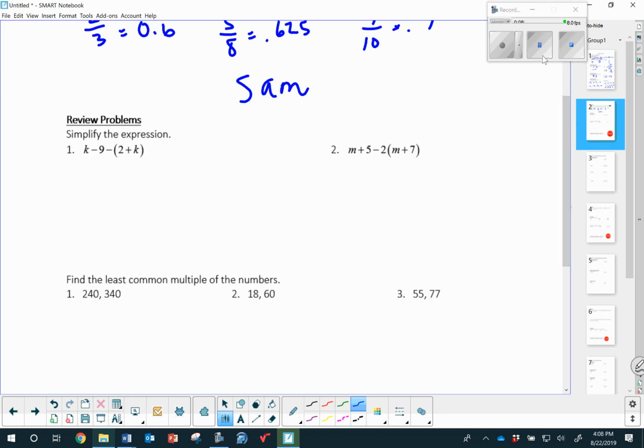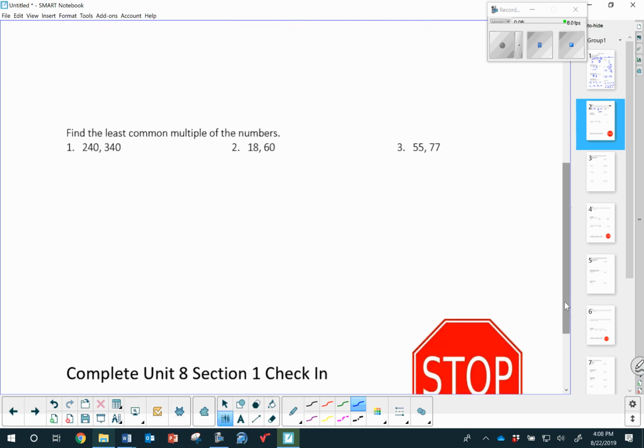Now you have a couple review problems. The first two have to do with simplifying the expression. Again, that is Unit 2, Section 6, if you need that for reference. The next set of review problems is finding the least common multiple of each number. Remember to use a factor tree to do this, and that, my friends, is Unit 6.4 if you need that for reference. Again, make sure you complete all of the review problems before you attempt your check-in.